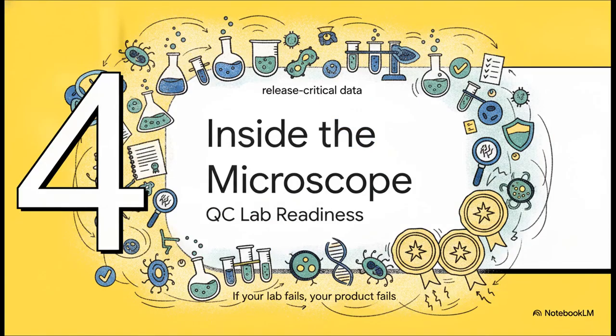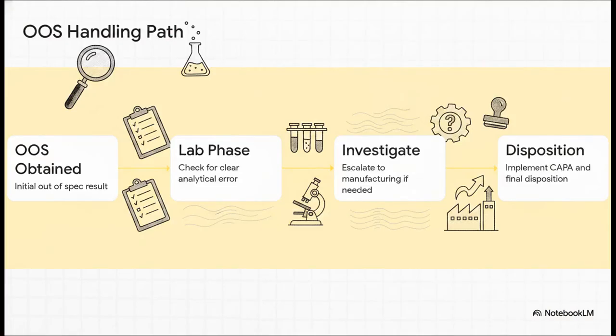Section 4. Inside the microscope. QC laboratory readiness. Let's head into the quality control lab. This area is a huge magnet for auditors because it generates your release-critical data. When you get an out-of-specification result, you have to follow a very strict step-by-step path, saving absolutely every piece of raw data.